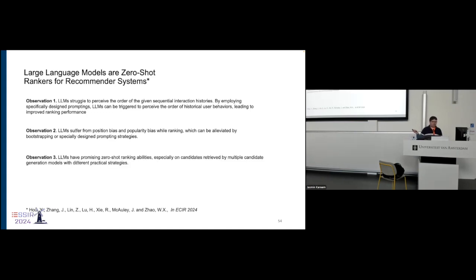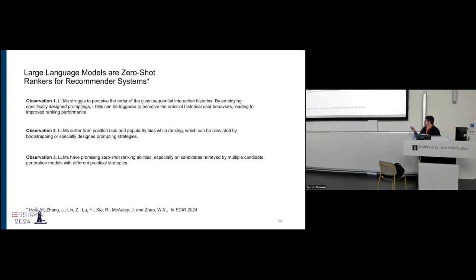But they have some promising zero-shot ranking abilities, especially for cold start items, or for scenarios where our goal is very, very complex, like the example I gave when we need some diversity. So I recommend you read this paper if you're interested in LLMs for recommender systems.